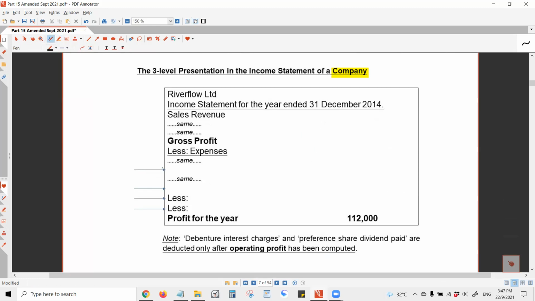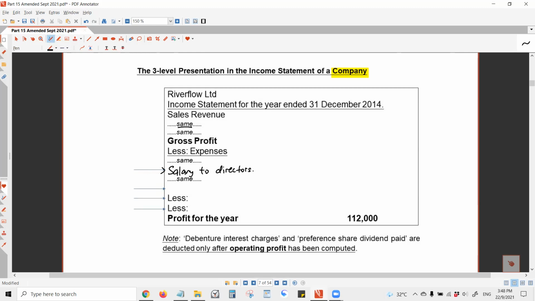You see an arrow pointing to here. Here we are going to write an expense that is only for a company. An expense that doesn't appear in sole traders' income statement and partnerships' income statement. It is the salary to directors, because only in a company would you have directors. That's why only for a company you have this expense, salaries to directors. Okay, write salary to directors.